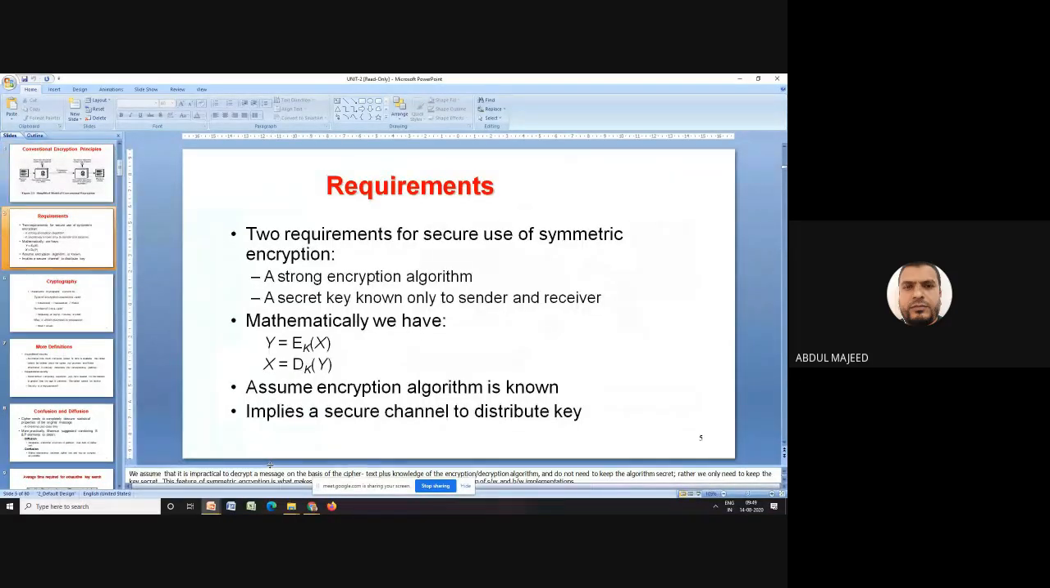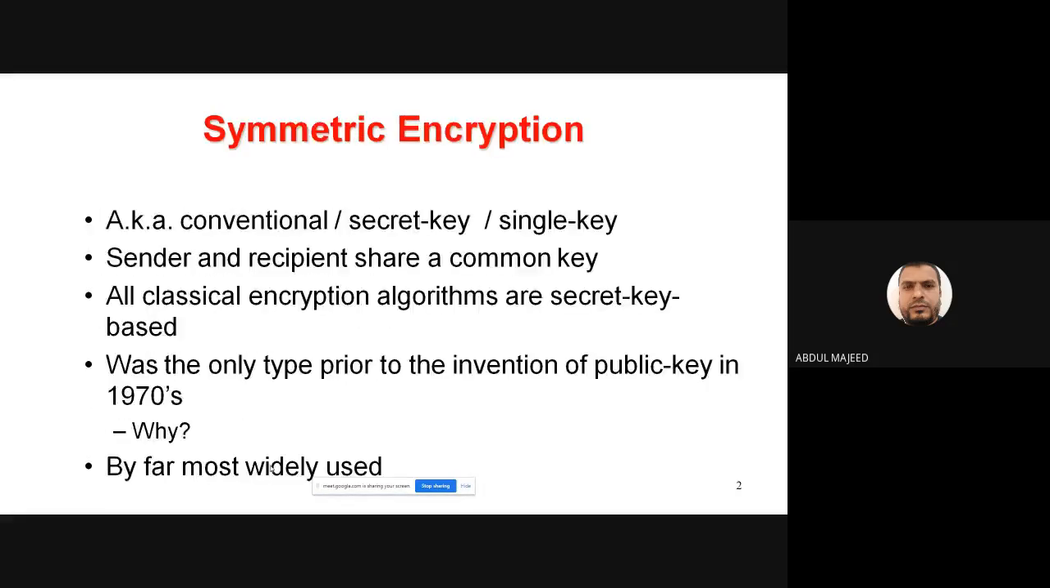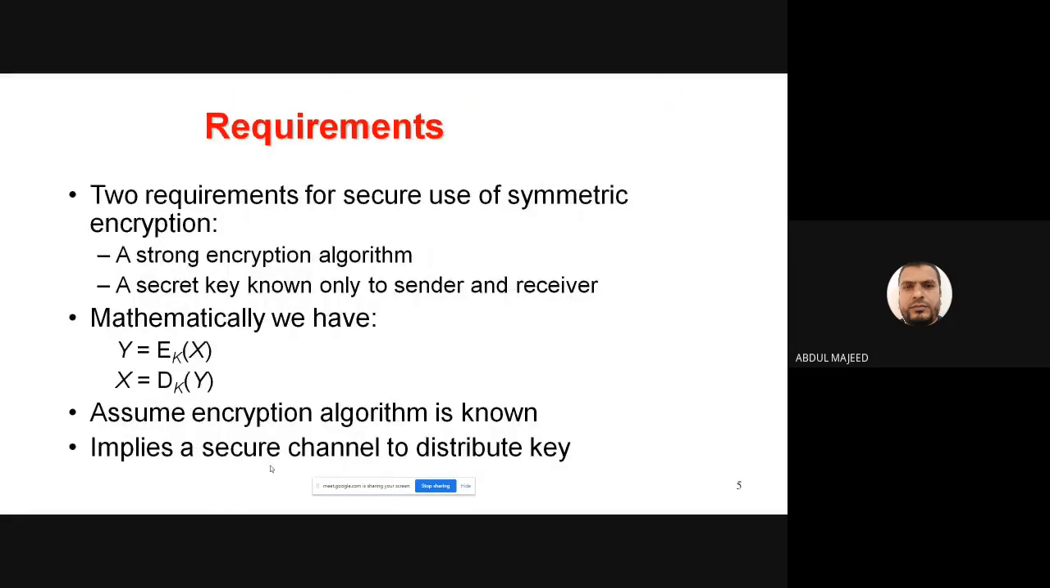So here you can see that in that way also you can write that equation, right? Mathematically we have E_k of x for the encryption process, and that will produce the ciphertext. Then in the second equation, we are processing that ciphertext, applying the decryption algorithm with the help of the key to reproduce the plain text. Okay, so in two ways you can write that equation.